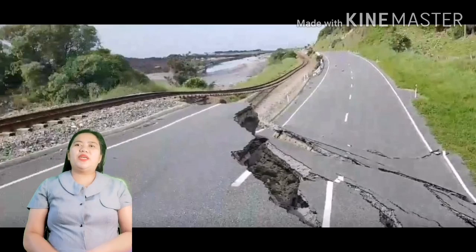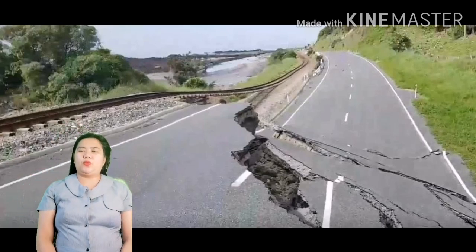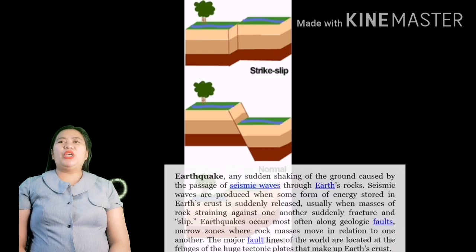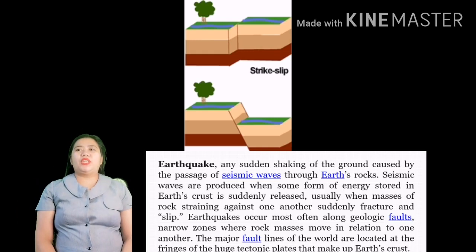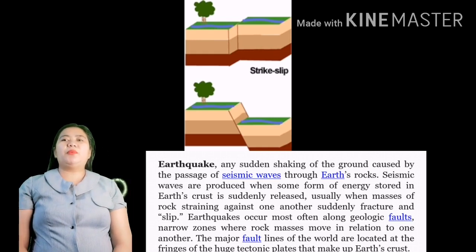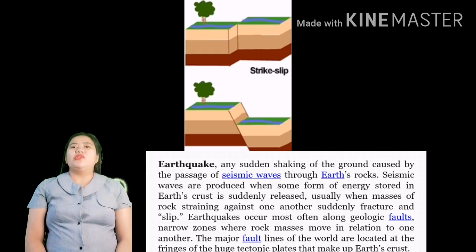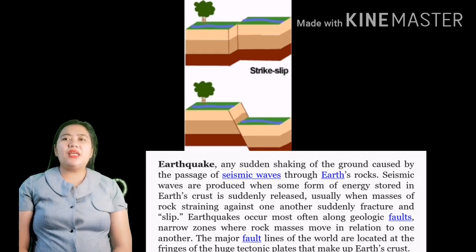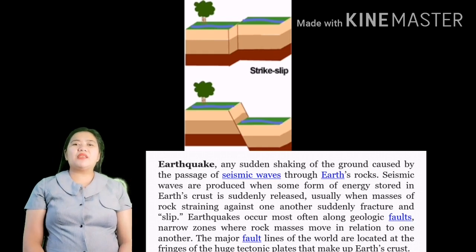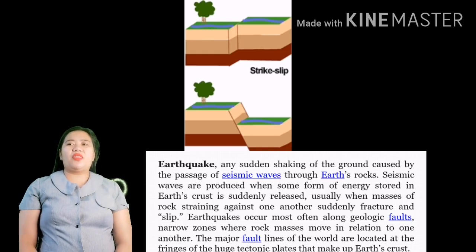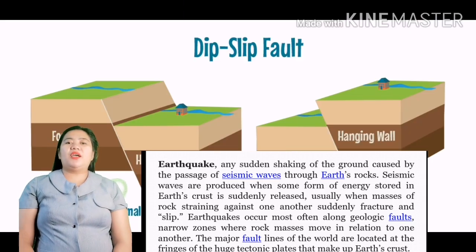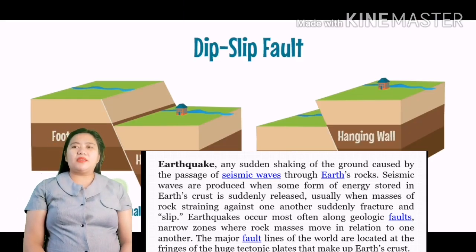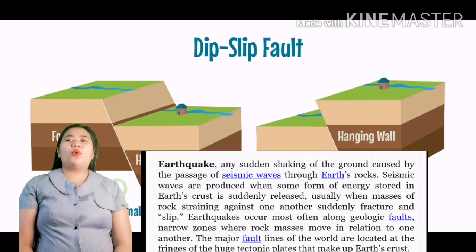Okay, so let's first define what an earthquake is. An earthquake is any sudden shaking of the ground caused by the passage of seismic waves or earthquake waves through the Earth's rocks. Seismic waves are produced when some form of energy stored in Earth's crust is suddenly released, usually when masses of rock straining against one another suddenly fracture and slip. Earthquakes occur most often along geologic faults. These are known as narrow zones where rock masses move in relation to one another.